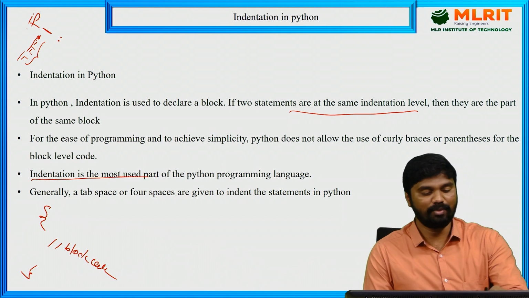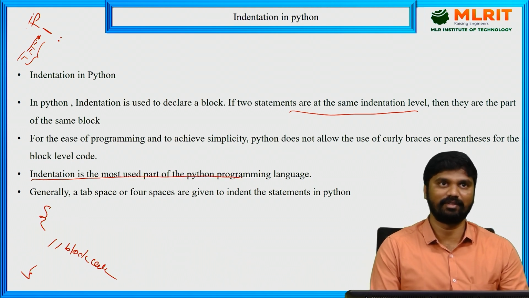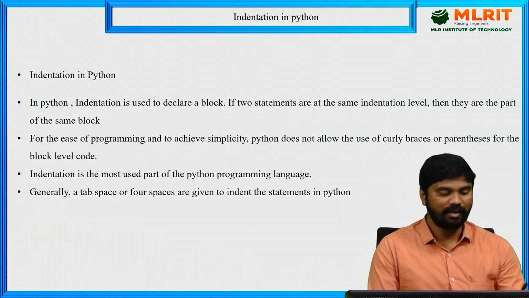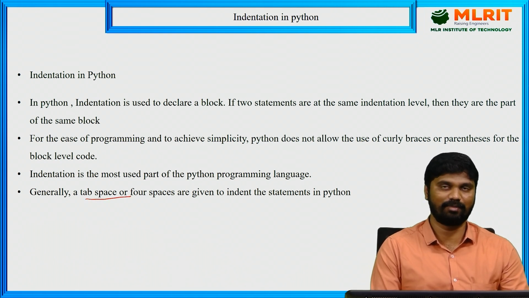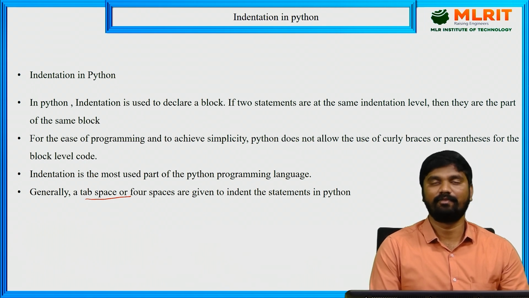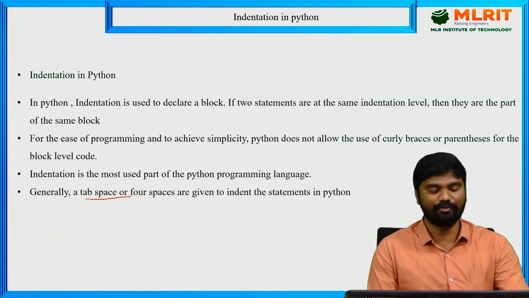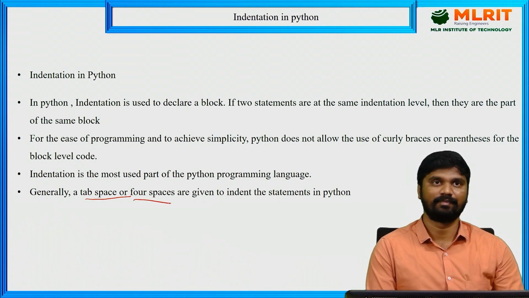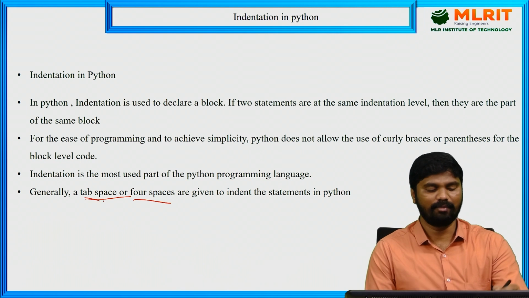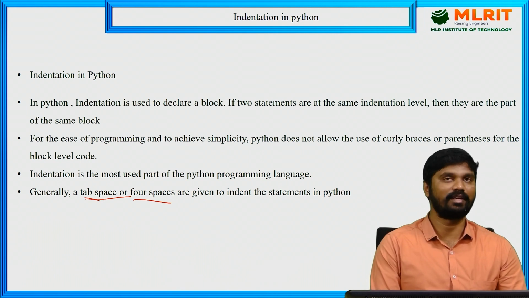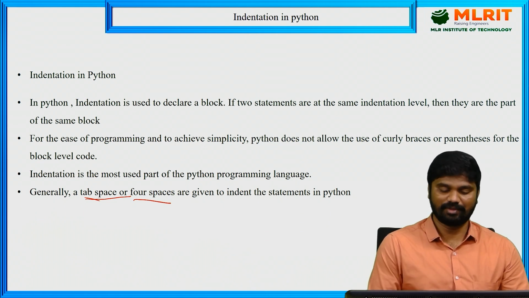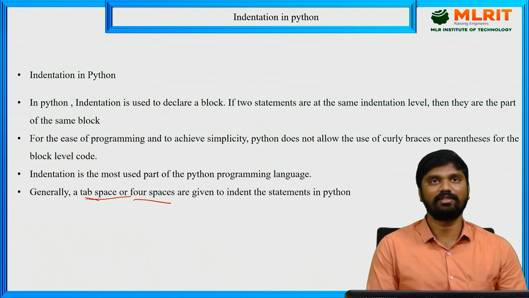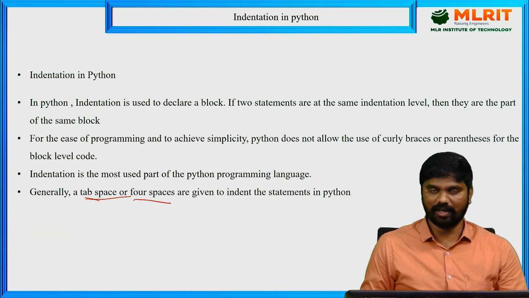Indentation is the most used part of the Python programming language. Generally a tab space, or we can consider 4 spaces, is given to indent the statements in Python. By default, 4 spaces represent the indentation, or we can simply press the tab button. So this is indentation. You will get clarity when we discuss examples. So indentation represents a block, or it is used to declare a block.